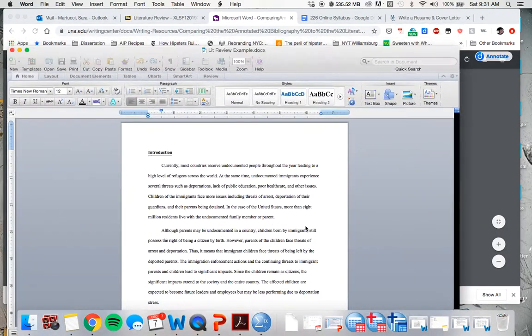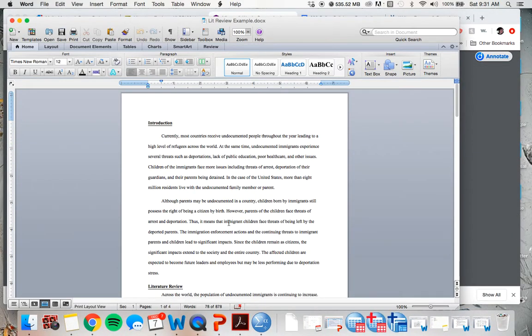So now, to quickly look at an example, right? This is a good example of a literature review. "Currently, most countries receive undocumented people through the year, leading to a high level of refugees across the world," right? So she's starting with an interesting sentence that gets you interested. Refugees and immigration are something we talk about all the time in this country, right? So she's presenting this interesting topic and getting the reader pulled in.